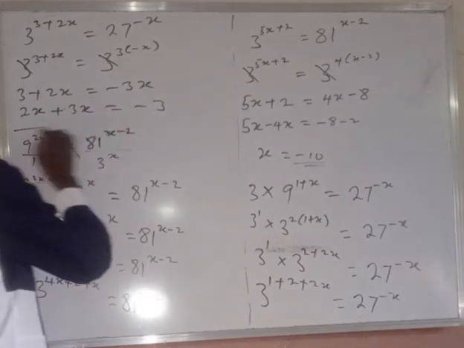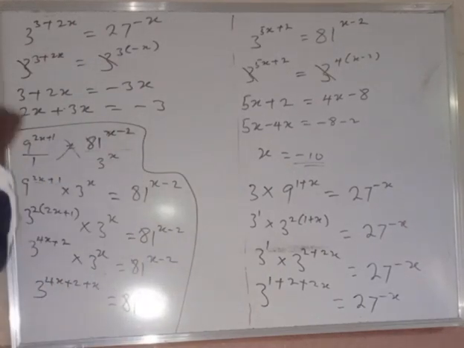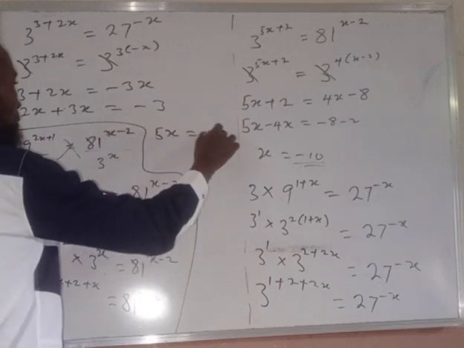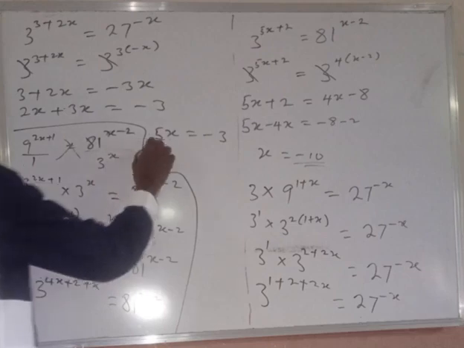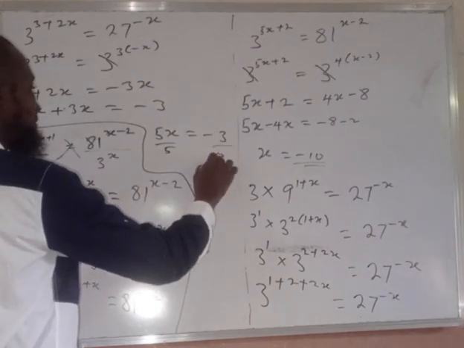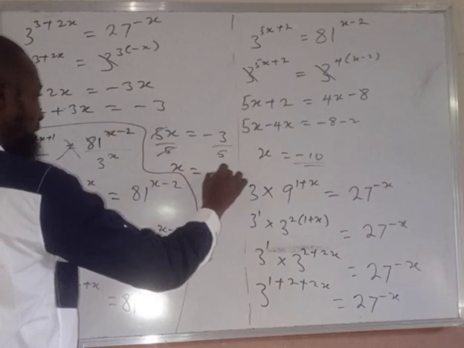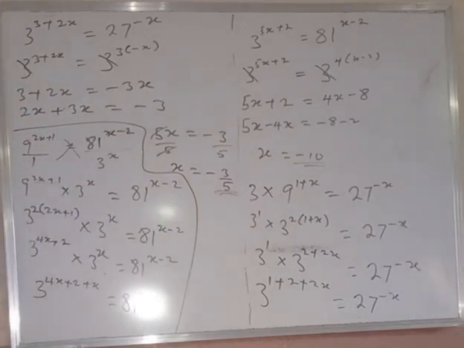Right? Let me separate it and use this part to complete it. So 2x plus 3x here, 5x is equal to what? Minus 3. To get x now, what do you do? You divide both sides by 5. So 5 cancels 5. So we now say our final answer is minus 3 over 5. Is that clear? Is it clear?